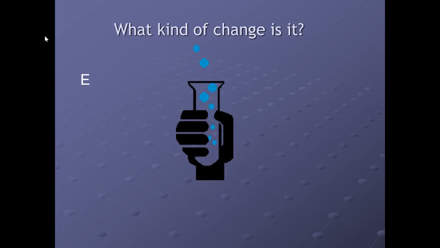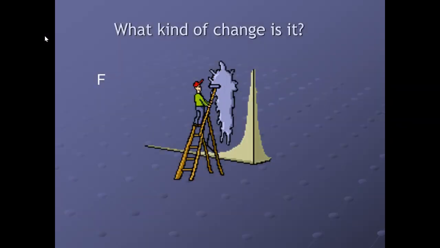And then this right here, which is this? This is a chemical change, right? Because you see the bubbles again are a sign that there's a chemical change happening. So this is a chemical change. What kind of change is this right here? So this change that you see right here, if you answered physical, then you're right. This is a physical change.